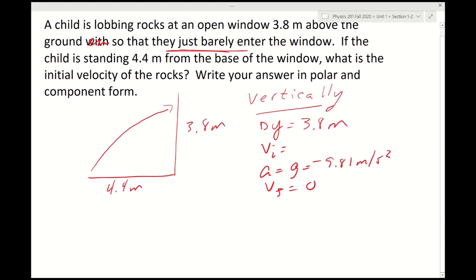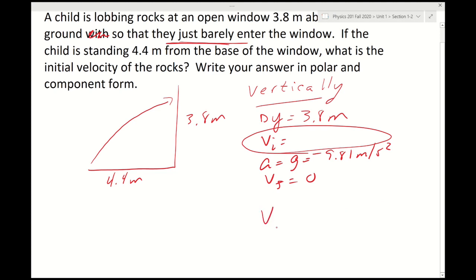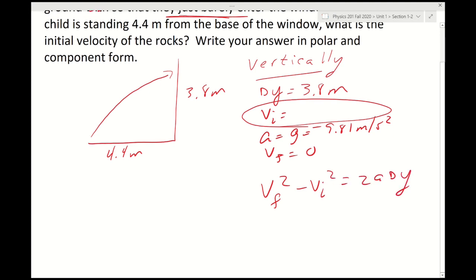Now, to do this, if we start with delta y is 1/2 at squared plus vit, like we did previously, we have two unknowns. We do not know our initial speed, we do not know our time. So that presents a problem. Instead, what we can do is find the initial vertical component from the algebraic combination. Vf squared minus vi squared is equal to 2a delta y. Since our Vf squared is 0, we don't know our Vi squared.